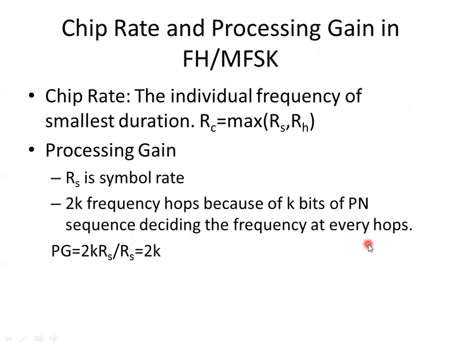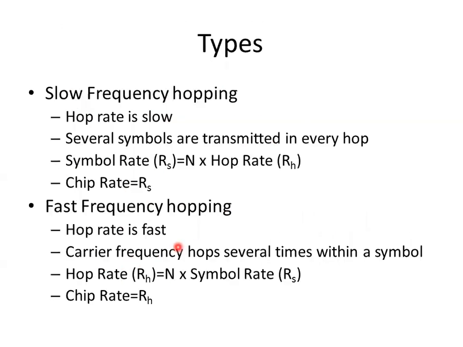Now, we need to understand an important parameter, chip rate and processing gain in case of frequency hopped MFSK. Chip rate is the individual frequency of smallest duration, that is, RC, the chip rate, is equal to the maximum of RS and RH. What exactly is chip rate in case of slow frequency hopping and fast frequency hopping? We'll see that. And the processing gain I have already discussed.